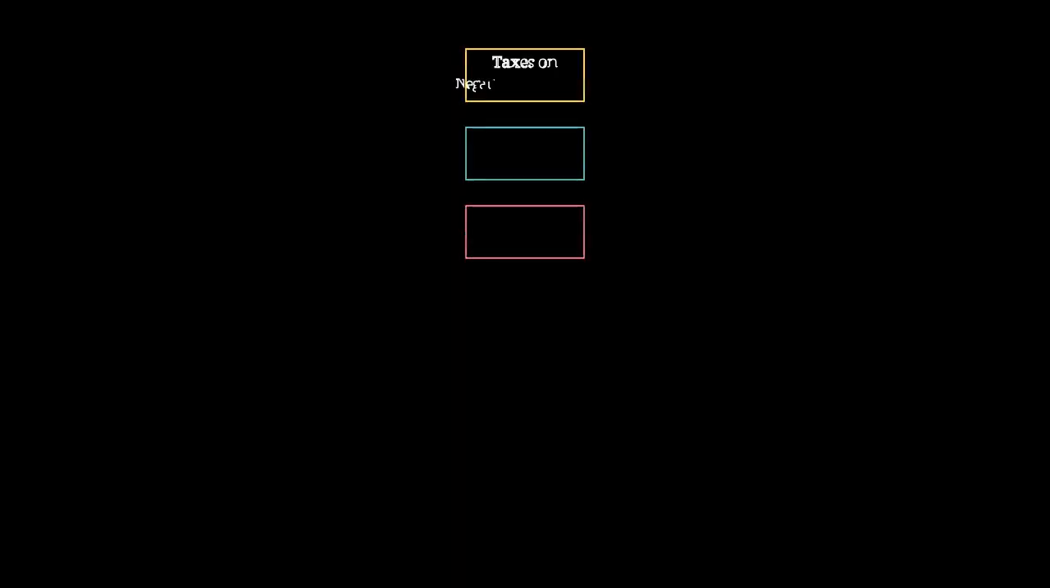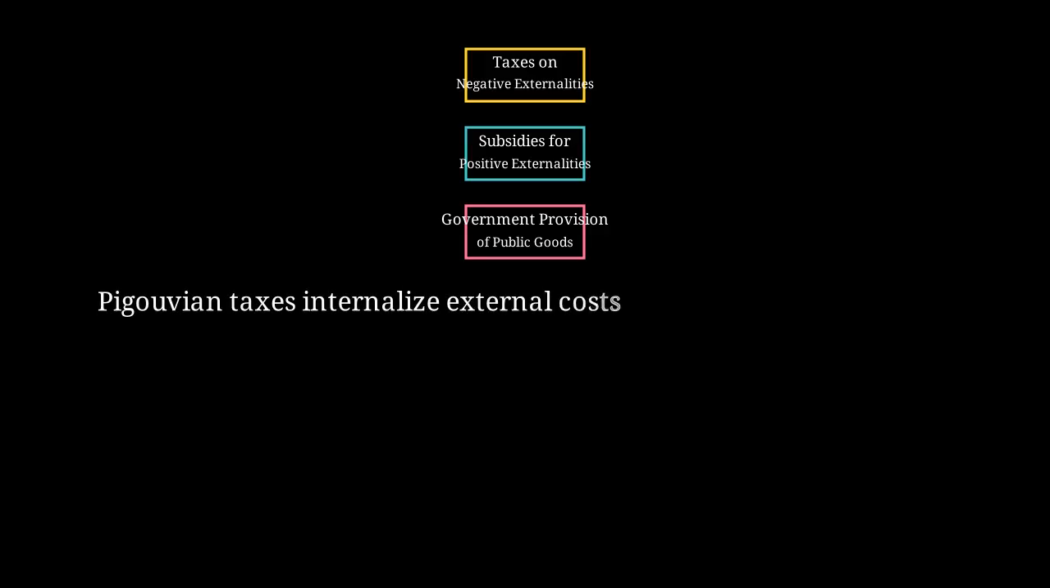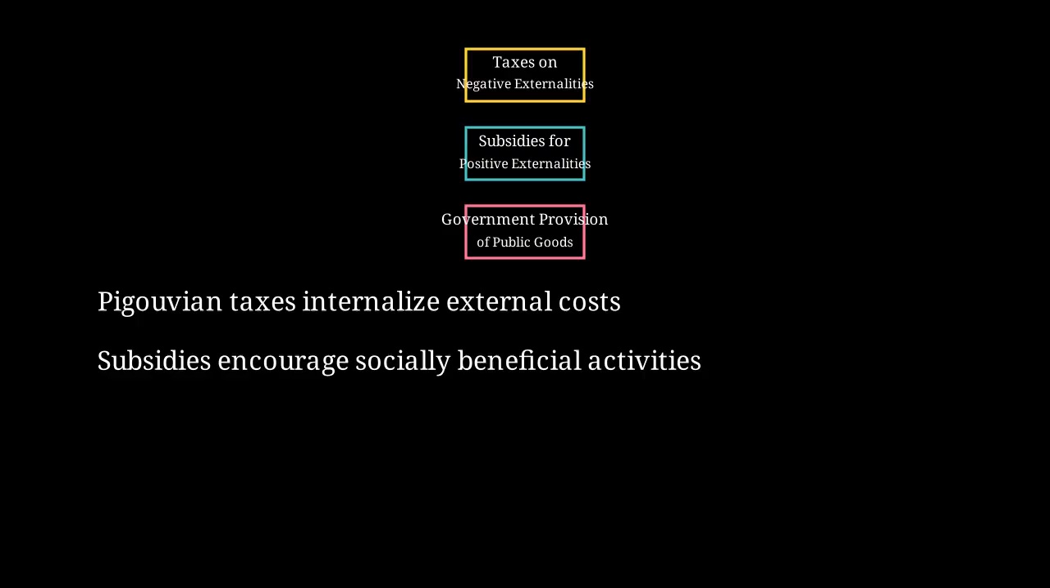Let's explore how we can address these market failures. Three main solutions exist: tax negative externalities to internalize costs, subsidize positive externalities to encourage production, and have government directly provide public goods. Pigouvian taxes make producers pay for external costs, aligning private and social costs. Subsidies for things like education help align private and social benefits.